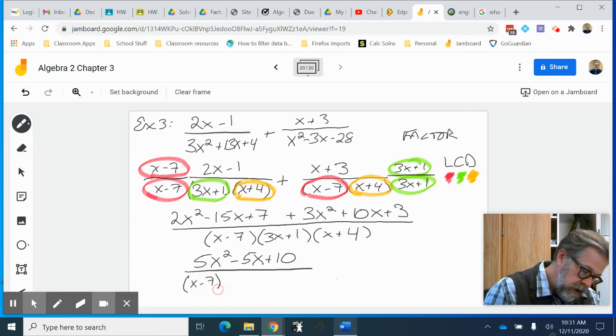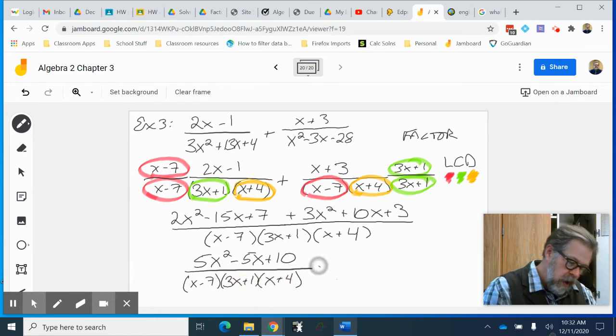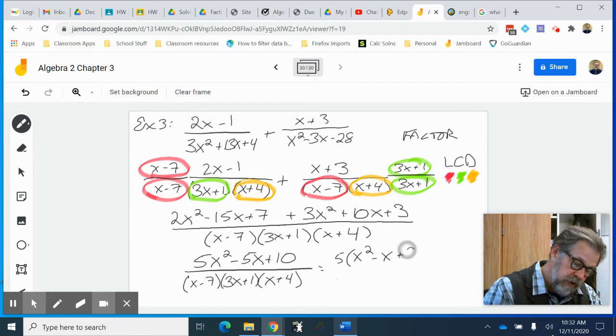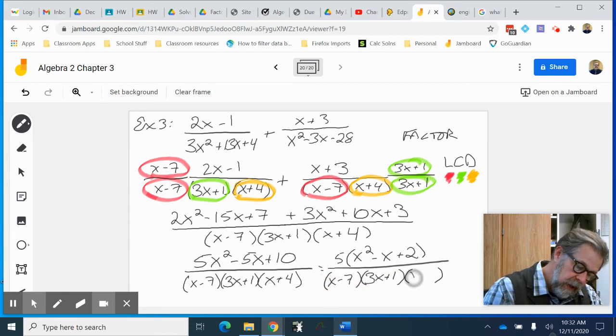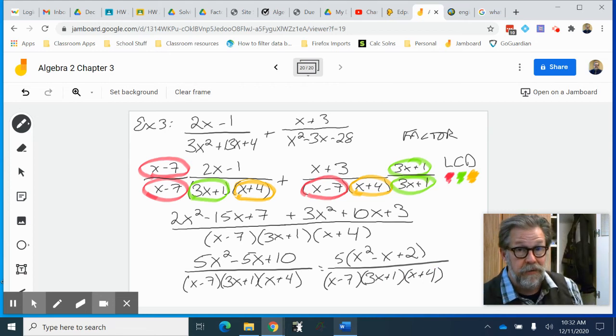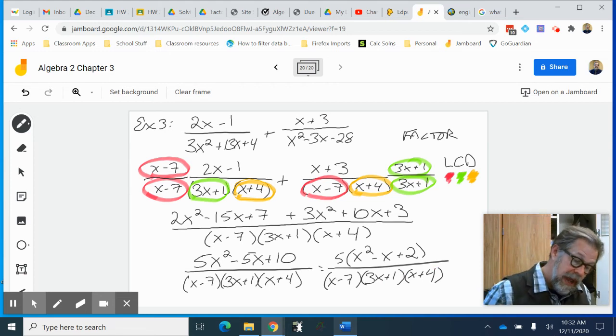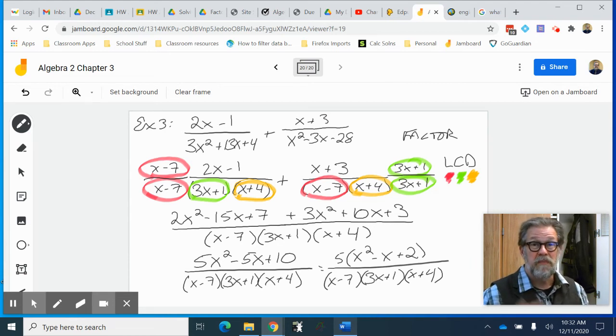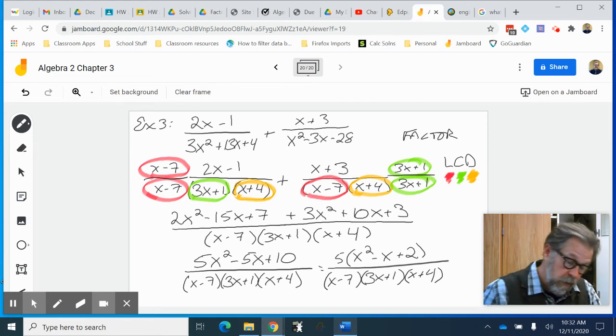And I've got in the denominator x minus 7, 3x plus 1, and x plus 4. Doing a little factoring in the numerator, I notice I can take out 5 out of each of these, so I get x squared minus x plus 2. I've got the 3 parentheses on the bottom, which I am boringly and repetitively having to write over and over and over again, but hey, that's how it works. That's what we have to do. X squared minus x plus 2 doesn't factor. There are not two whole numbers that multiply to positive 2 and add up to negative 1.